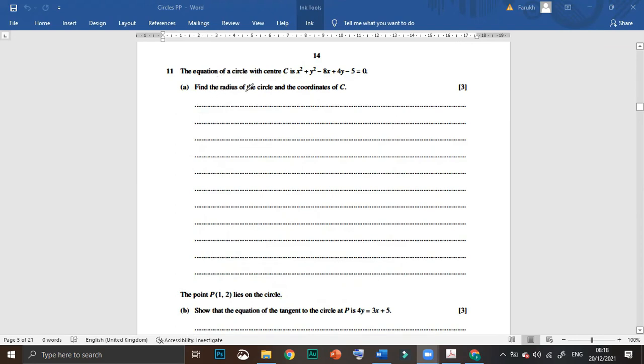The equation of the circle with center C is x square plus y square minus 8x plus 4y minus 5 is equal to 0. Find the radius of the circle and the coordinates of the center.